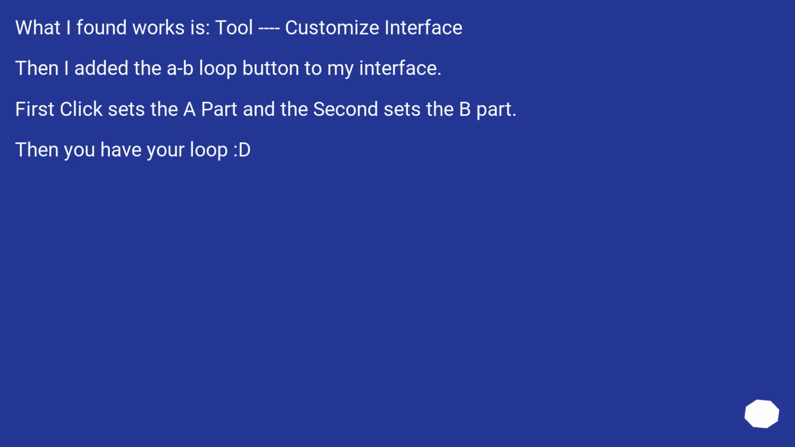What I found works is Tools, Customize Interface. Then I added the A/B loop button to my interface. First click sets the A part and the second sets the B part. Then you have your loop, done.